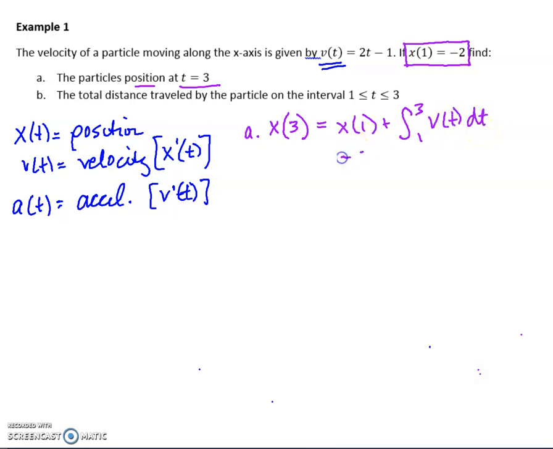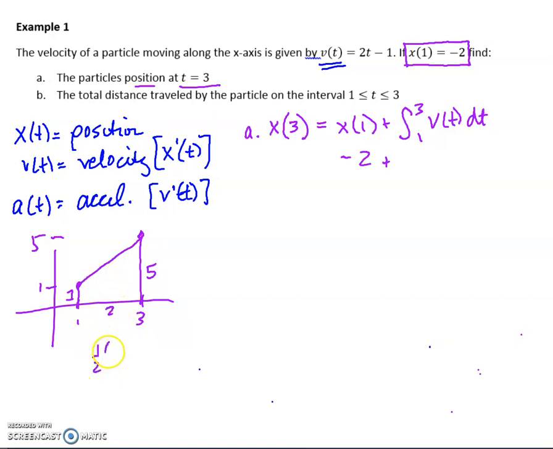Okay, so then x of 1 is -2 plus, now for this, if all I had was the equation, I would have to graph this. So just a quick sketch here. Because you're doing the area, if I plugged in 1, I get 1. If I plug in 3, I get 5. And so the area here would be a trapezoid where I've got bases of 1 and 5, and the distance here is 2. So 1/2 base 1 plus base 2 times the height just results in an area of 6. So I've got -2 plus 6, or 4, for my total particle position.